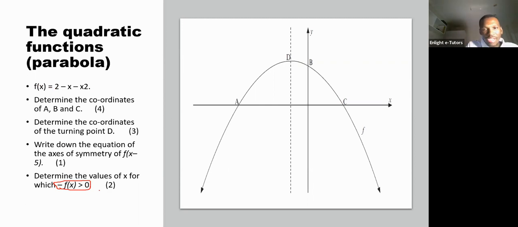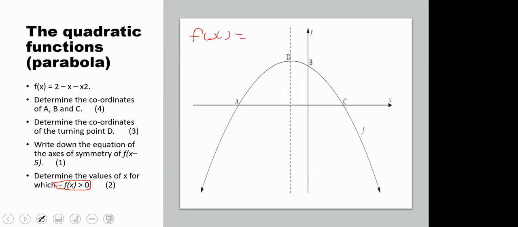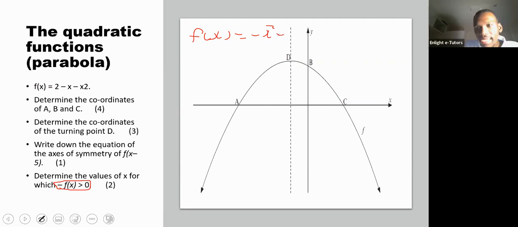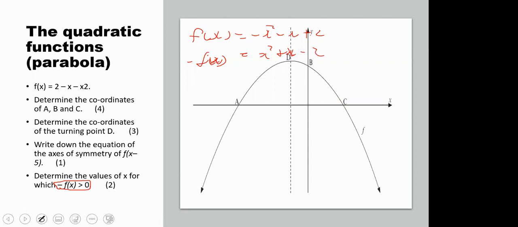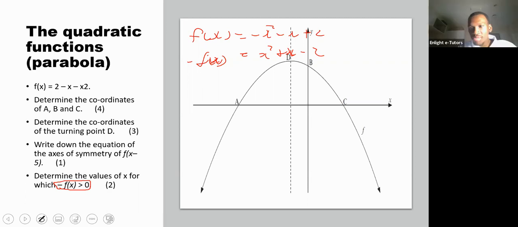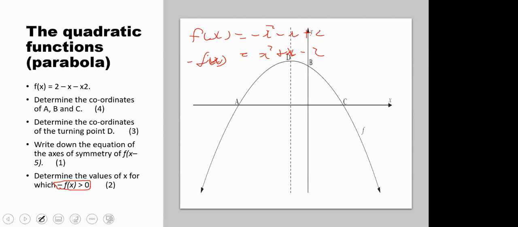So if we multiply everything by negative, f(x) is equal to negative x squared minus x plus 2. But this one, x, sorry, is equal to x squared plus x minus 2. You understand? Now it changes, which means it's going to flip upside down. That's what they did here. It's just flipped upside down. Change a. Okay.